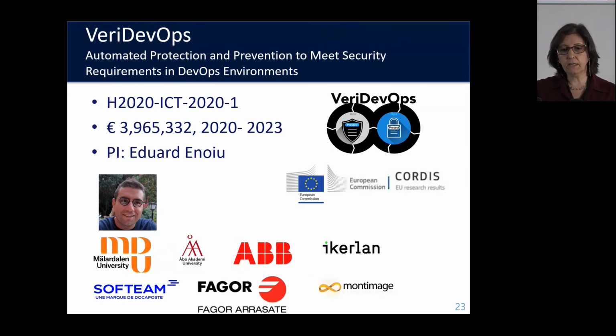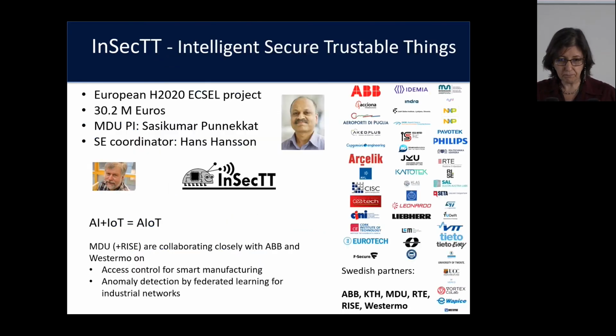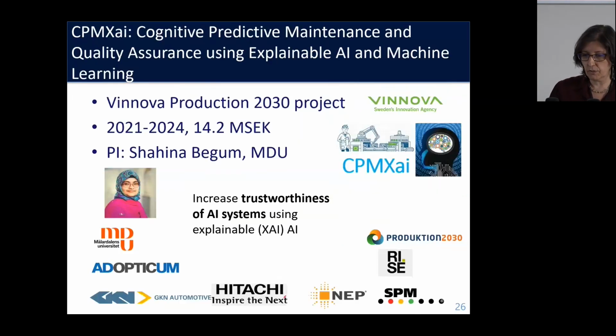We have a VeriDevOps, which is automated protection and prevention to meet security requirements in DevOps environment by Edward. It's an Edge 2020 project working on faster feedback loop for verifying the security requirements in large-scale cyber physical systems. I tell you these things, then you know people and you can contact us about that. Insect, Sashi and Hans are working on that. PI is Sashi. They're working on AI and IoT. So basically and mainly working on access control for smart manufacturing and anomaly detection by federated learning for industrial network.